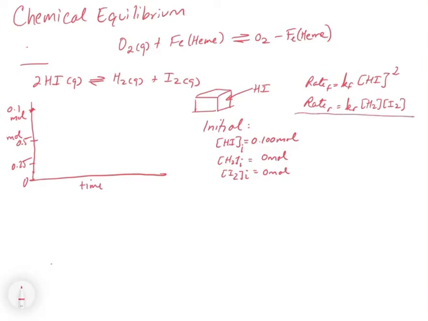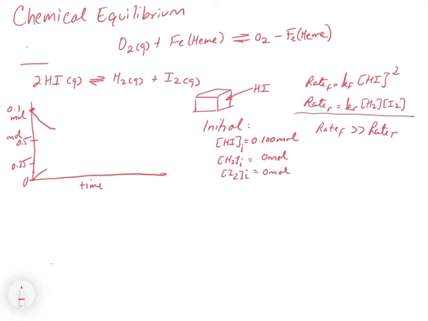So when we start, we have some HI, but we have no H2 or I2. So what's going to happen is the rate of the forward is going to be much, much greater than the rate of the reverse at the very beginning, right? Because we have a lot of HI around, relatively speaking, but almost no H2 or I2. So this thing is going to start to go forward, and we're going to start to lose HI and bring in some H2 and some I2. That's how it's going to start.